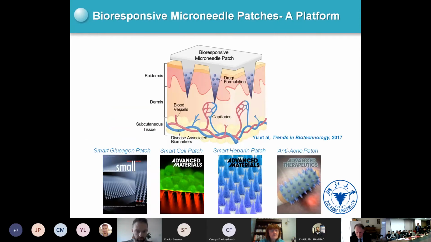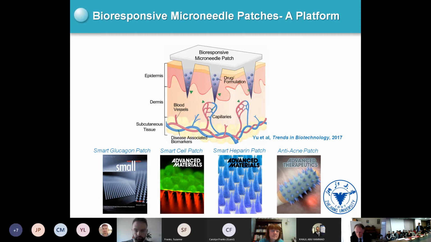And we can also make the smart cell patch to combine the live cells with the microneedle patch for different applications. Heparin patch, which can respond to the thrombin level associated with the risk of the stroke. And the heparin, the blood thinner, can be released to reduce the risk of the stroke, for example.